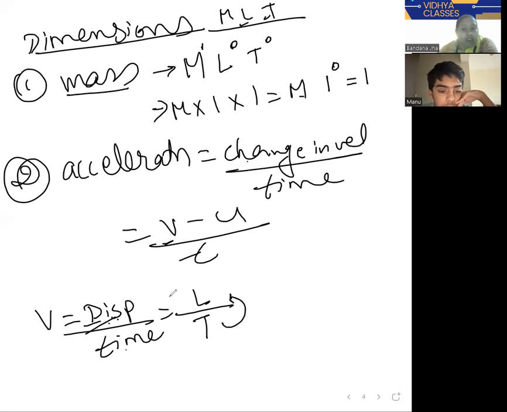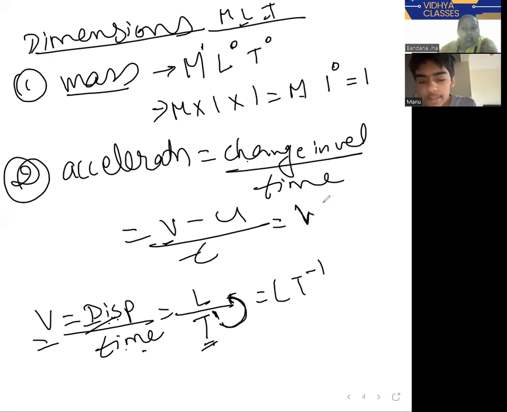Displacement is the length, how much length the body has traveled. And time is T. If anything is in the denominator, when it goes to the numerator it will be minus 1, because T to the power 1 moving up becomes T to the power minus 1. So velocity is L T to the power minus 1.